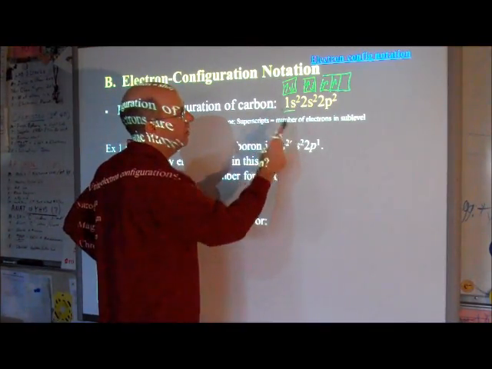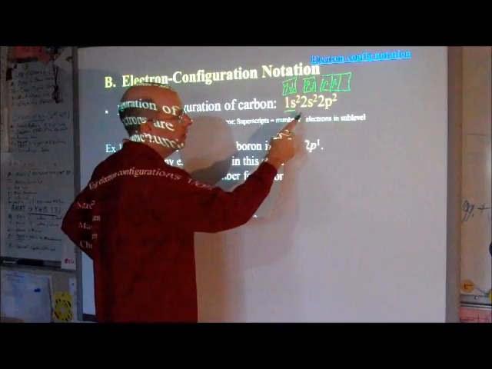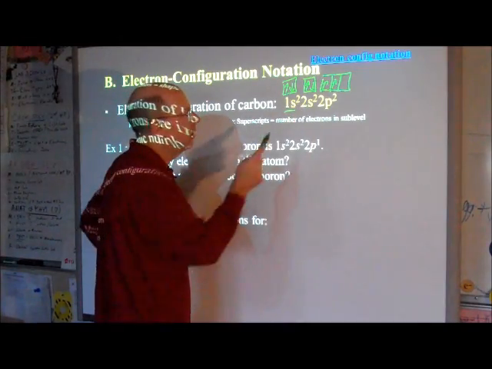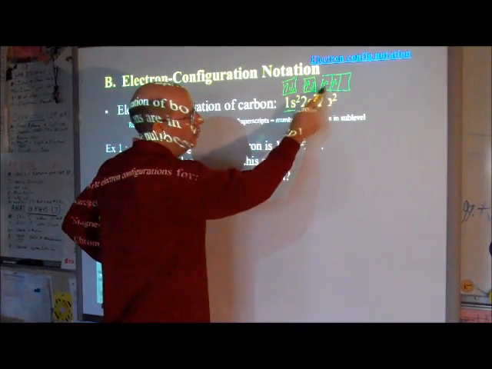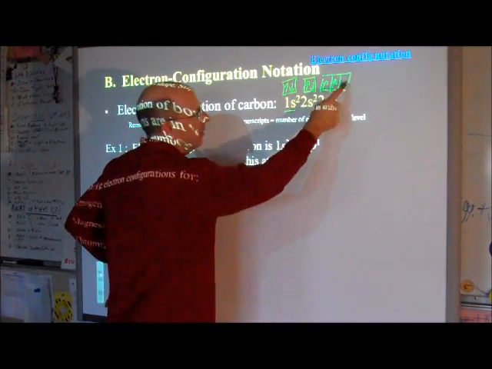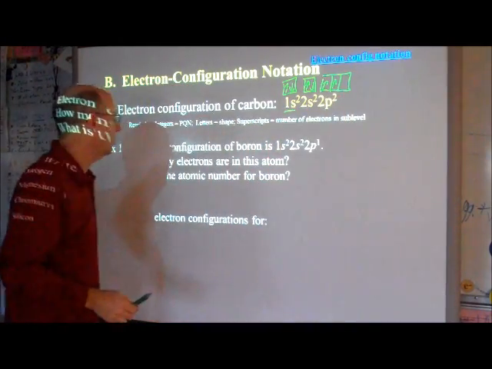You write 1s2. The 2 refers to 2 electrons. 2s2, don't say squared. 2s2, there's 2 electrons in the 2s. And 2p2, there's 2 electrons here. And either one of these is an electron configuration for carbon.